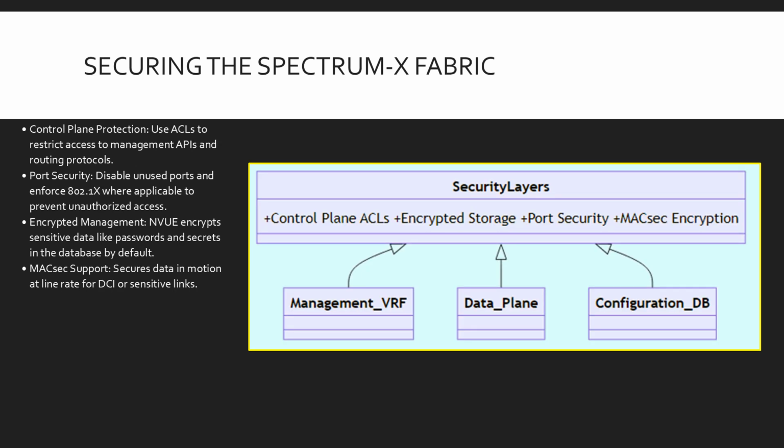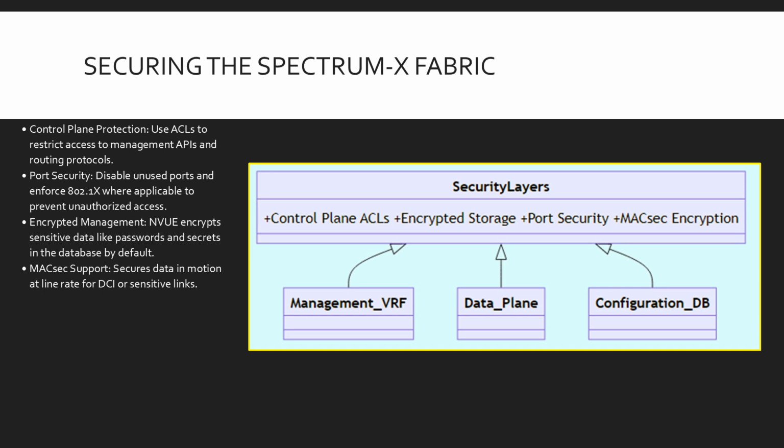Performance means nothing without security. We must secure the management, control, and data planes. First, apply control plane ACLs to restrict who can talk to the NVUE API or BGP ports. Second, ensure all sensitive configuration data such as RADIUS secrets or BGP passwords utilizes NVUE's built-in database encryption. For data in motion, particularly across data center interconnects, Spectrum supports MACsec to encrypt traffic at layer 2.